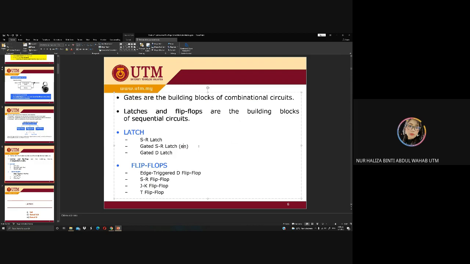Yesterday we did finish covering all the latches that are available: SR latch, gated SR latch, and also another one that I already mentioned is quite easy if you compare to the others, because you need to remember only a small part, especially the input trigger for the tables, and the gated D latch. And today we're going to go deeper into flip-flops.